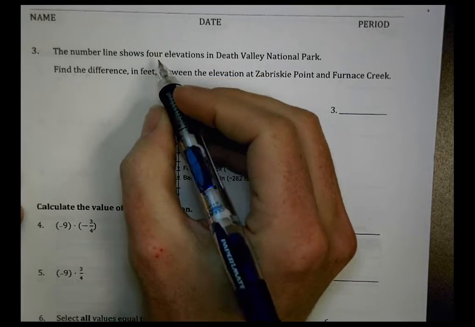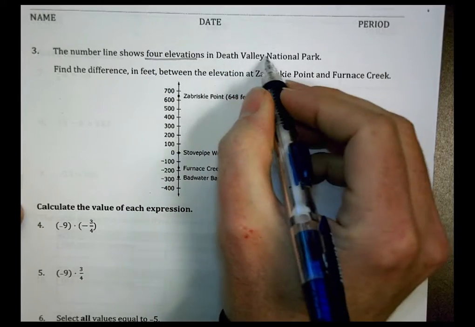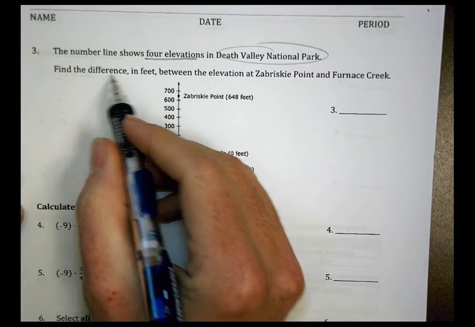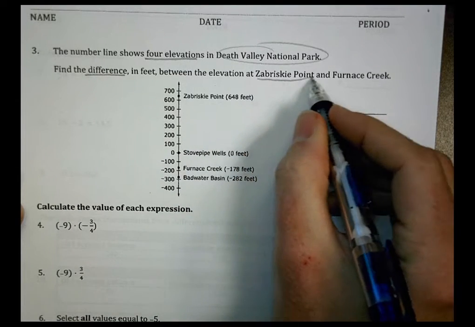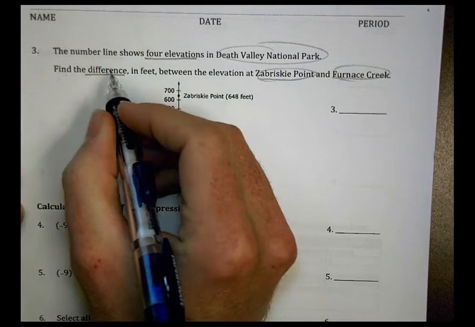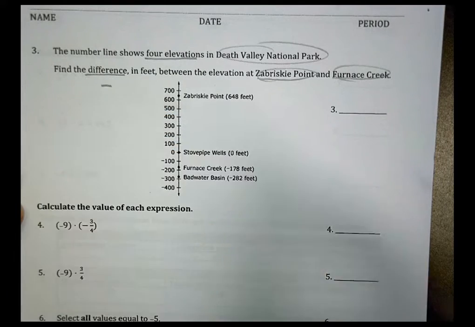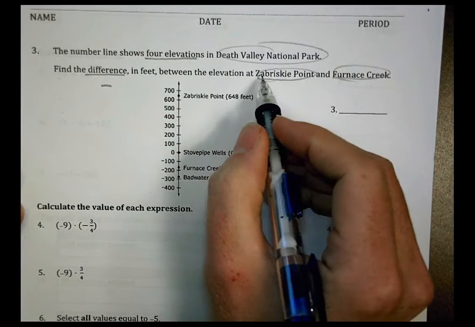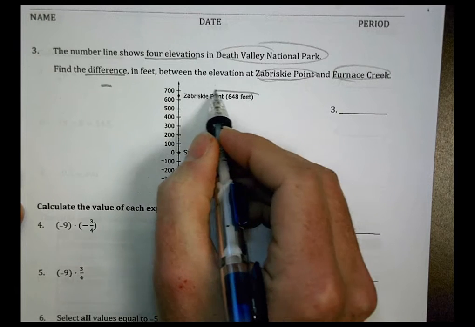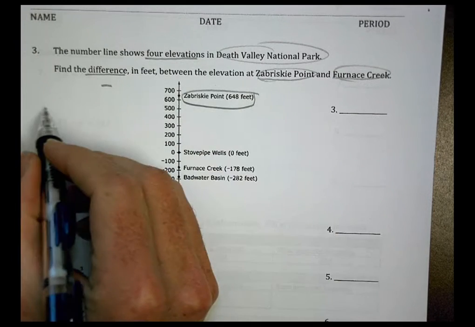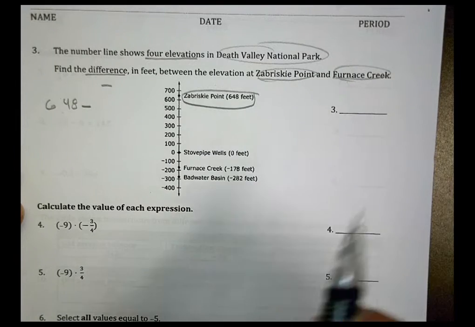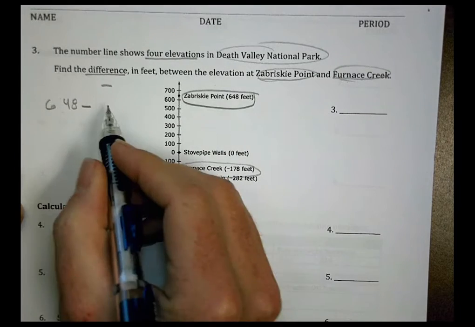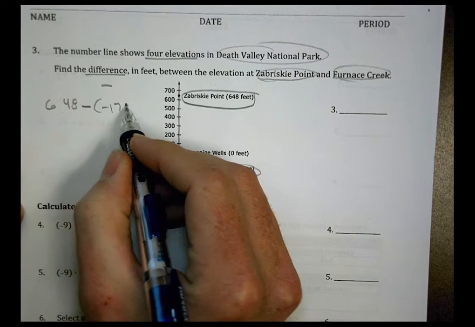The number line shows 4 elevations in Death Valley National Park. Find the difference in feet between the elevation at Zabriskie Point and Furnace Creek. So remember, when we're finding the difference, we're subtracting 2 points. So I'm going to take Zabriskie Point, which is right here at 648 feet. And we're going to subtract Furnace Creek, which is at negative 178.